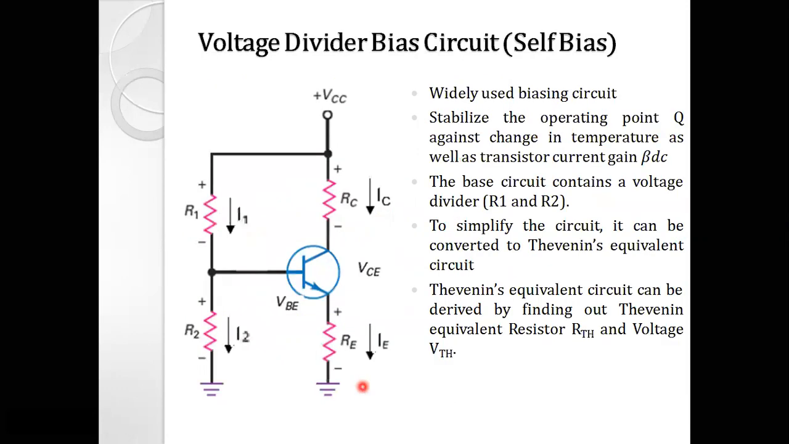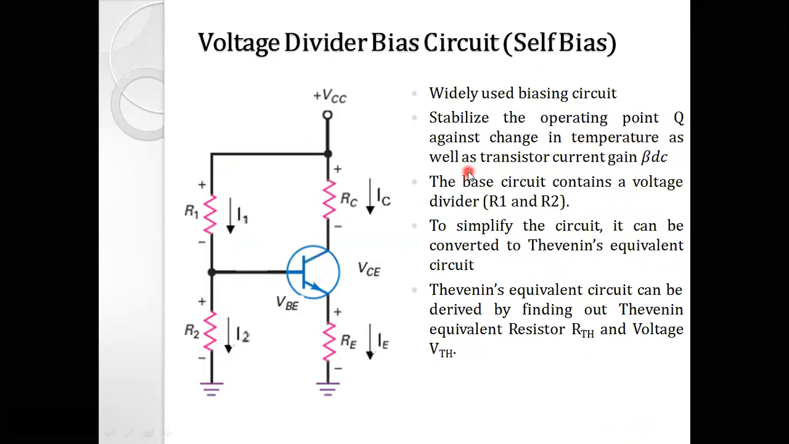The next biasing circuit is the voltage divider bias circuit. Let us first of all go through the key points about the self bias of this voltage divider bias circuit. This is the basic circuit diagram, right? RC, RE, then R1 and R2. So these R1 and R2 give us the voltage divider network at the base terminal, right? You can see that the base terminal is connected between R1 and R2. R1 is connected to the VCC and R2 is connected to the ground, right?